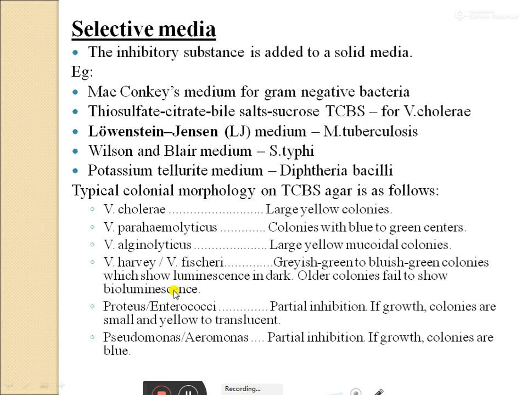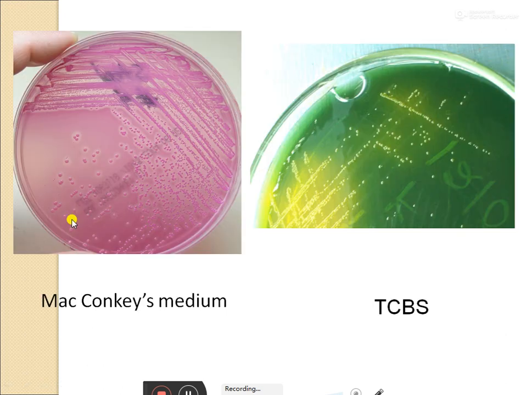They show luminescence in the dark. The older colonies fail to show the bioluminescence. Proteus produces partial inhibition; if growth occurs, the colonies are small and yellow to translucent. Pseudomonas also shows partial inhibition; if growth occurs, the colonies are blue. So, these are some selective media which can be used to grow a selective microorganism in it.